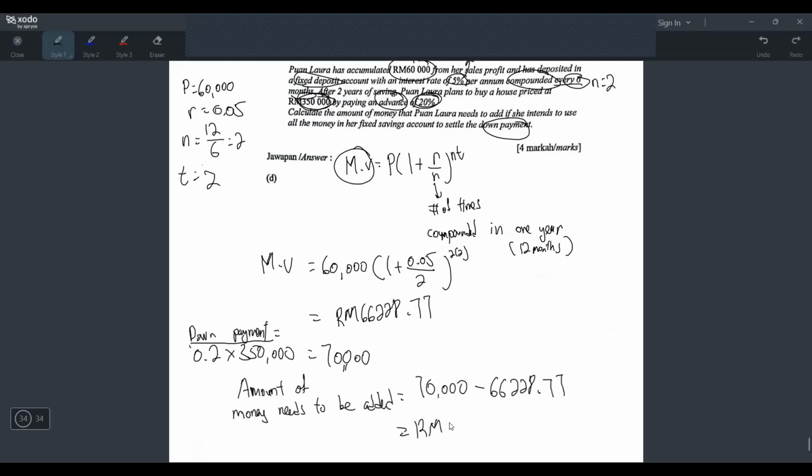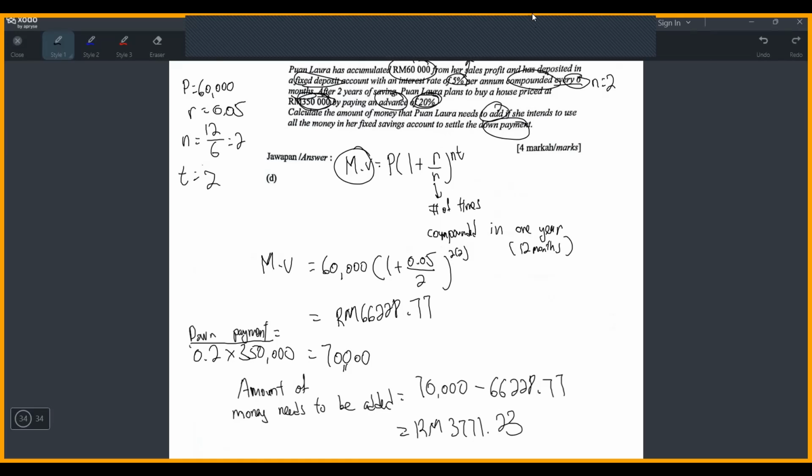RM3,771.23. So let's read the question again. Calculate the amount of money that Puan Laura needs to add if she intends to use all the money in her FD account to settle the down payment. So this is the amount that she needs to add, right? So that's how you do it.